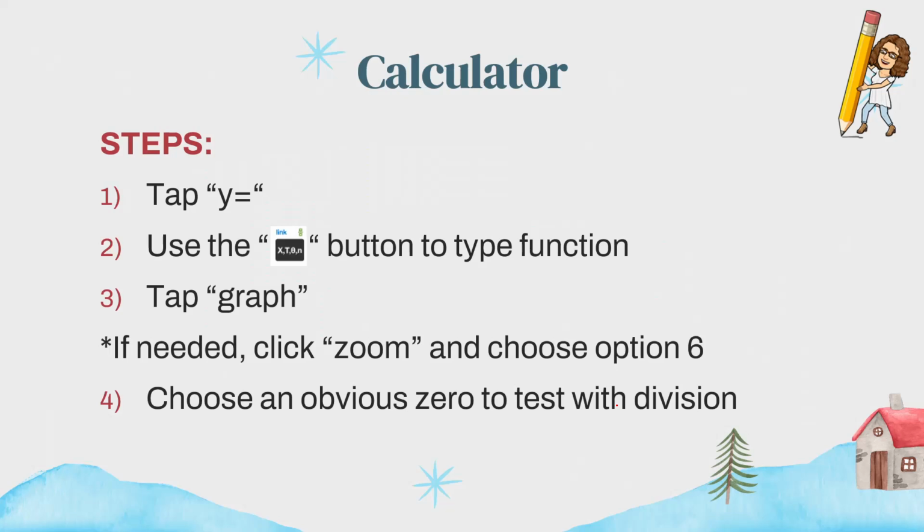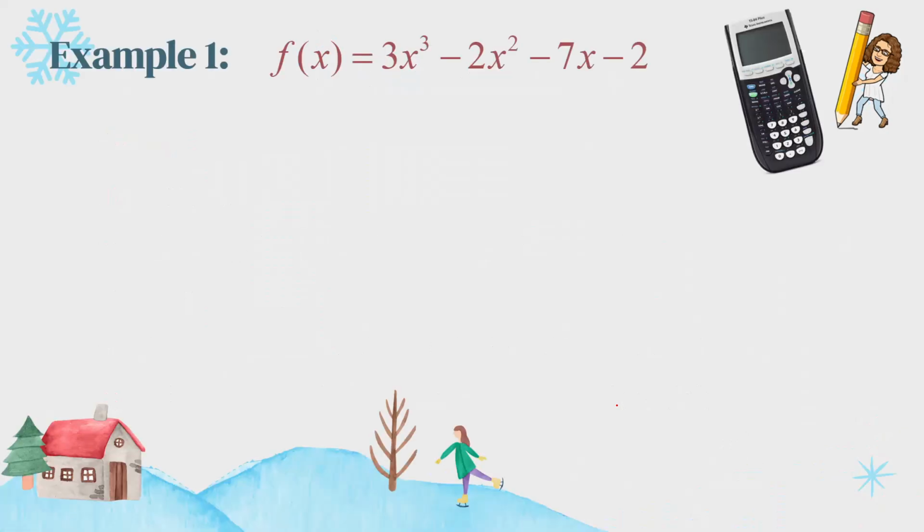Here are our steps. We're going to push the y equals button. And in there, we're going to type in our function using that little X button. It says link above it. It's the button below mode. We're going to tap graph. We're going to fix our zoom window. And then we're going to choose an obvious 0 to test the division. I'll be dragging in my calculator so you guys can walk with me on the calculator part.